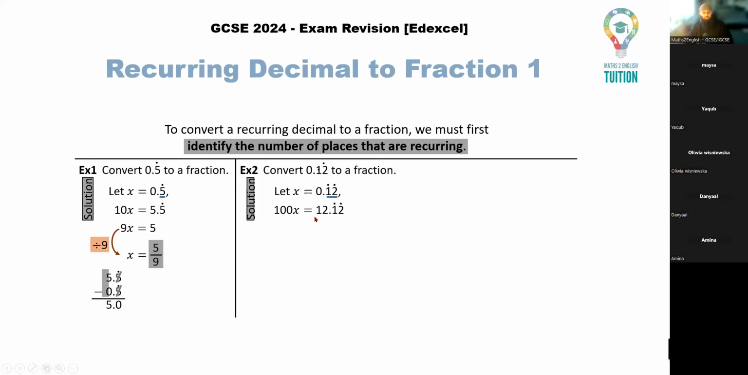We subtract the two equations and we're going to get 99x equals 12, sorry. And so we make x the subject, and we get x equals 12 over 99, which is the same as 4 over 33. You don't have to simplify in the exam. Leave it as it is unless they ask you to. Don't waste your time simplifying things.